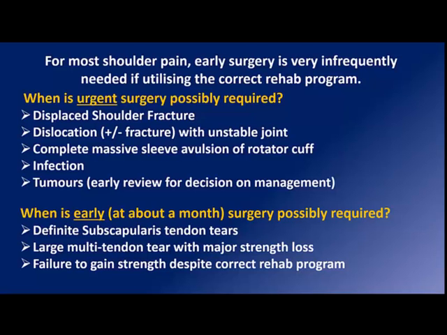Early surgery, maybe within a month. For subscapularis tears, big subscap tears don't tend to do very well with just a rehab program. If there's a really large tear with major strength loss, these probably do well repaired at about a month or so, would be my practice, certainly not straight away. And if they've done a rehab program and they're not making good gains in terms of strength, then they probably have a large tear and need this fixed.